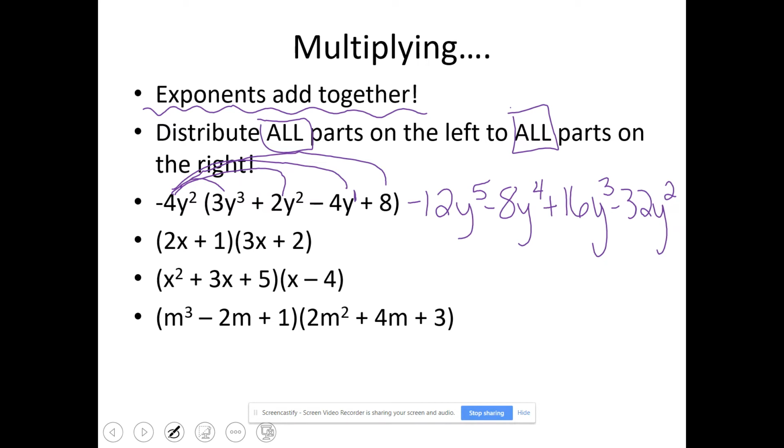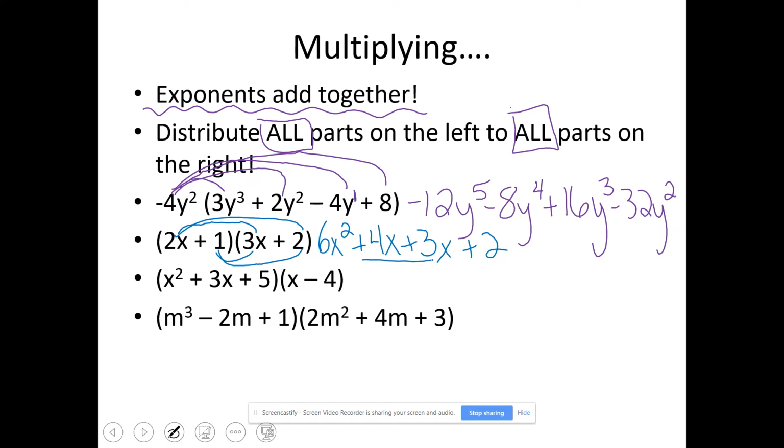For the second one, we can again use distributing, or what in Algebra 1 we called FOILing. First, outside, inside, last. So 2x times 3x is 6x squared. 2x times 2 is 4x. 1 times 3x is 3x, and 1 times 2 is 2.